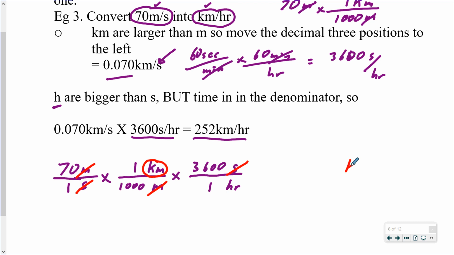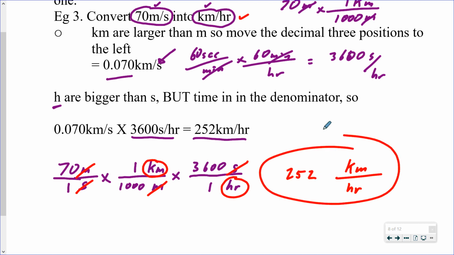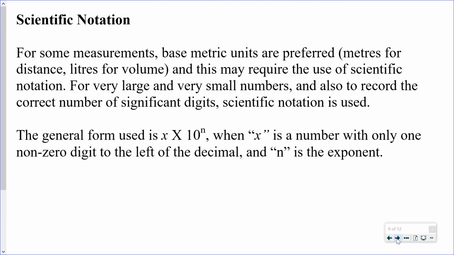Kilometers in the numerator, hours in the denominator, and that's exactly what we want. And if you just go ahead and plug these in a long chain, 70 times 3,600 divided by 1,000, I'm assuming we'll end up with the same number, which is the 252 kilometers per hour. So a few different strategies for how to go ahead and do that.